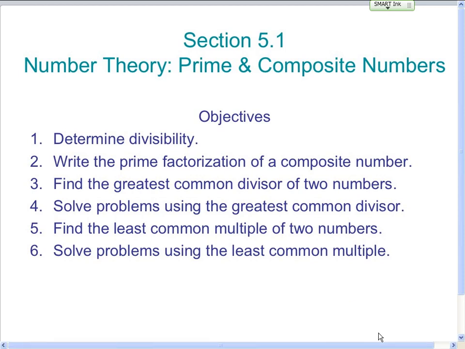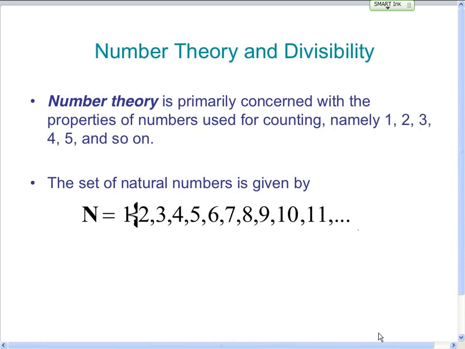Section 5.1, we're going to be talking a little bit about number theory. In particular, we're going to talk about prime and composite numbers. Number theory is primarily concerned with the properties of numbers used for counting. In other words, we're not going to worry about 1/2 and 2/3 or the square root of 7. We're only looking for counting numbers, 1, 2, 3, 4.